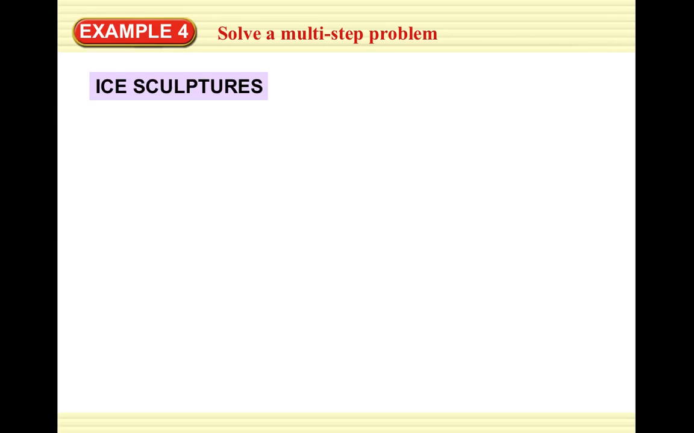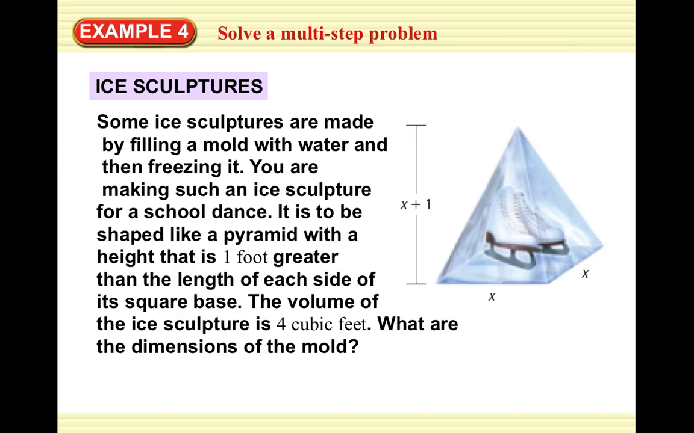Let's take a look at our word problem. They call it a multi-step problem for this example. Ice sculptures. For some reason, we're freezing a pair of skates. Some ice sculptures are made by filling a mold with water and then freezing it. You're making an ice sculpture for a school dance. It has to be shaped like a pyramid with a height that is 1 foot greater than the length of each side of the square base. The volume of the ice sculpture is 4 cubic feet. What are the dimensions of the mold?